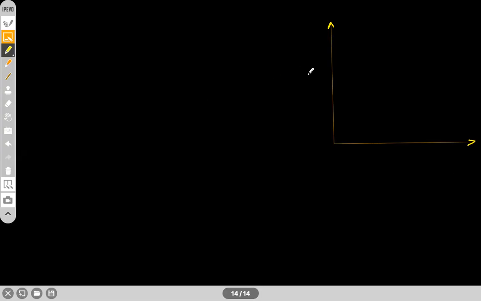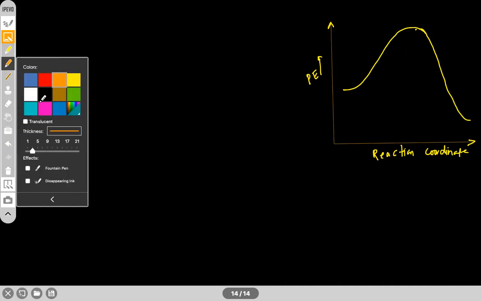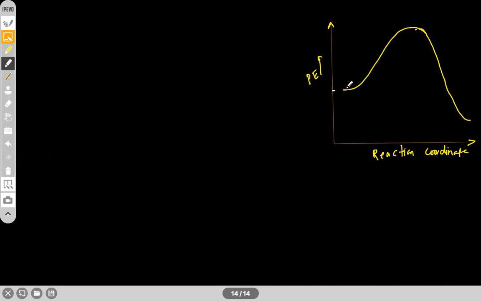On the y-axis we have potential energy, PE. On the x-axis we have the progress of reaction, the reaction coordinate. This kind of graph we observe. Now you see this here. This point is the energy of the reactant. This is the product. And at this point, the maximum energy, the peak that we have, we call it the activated complex.